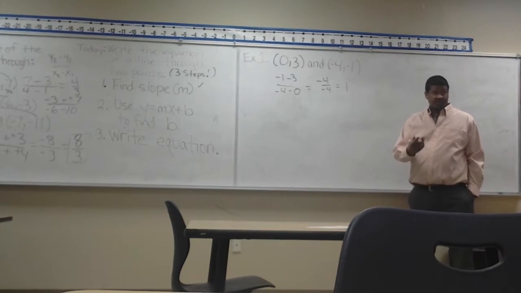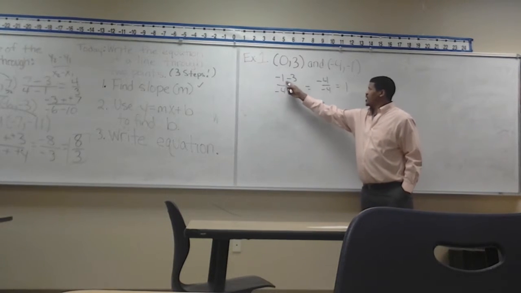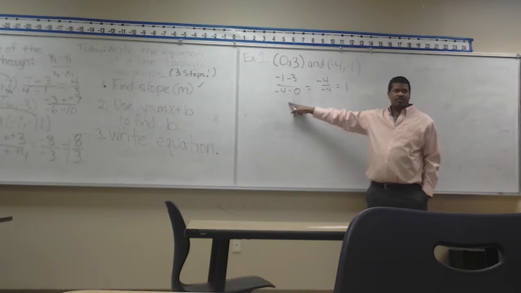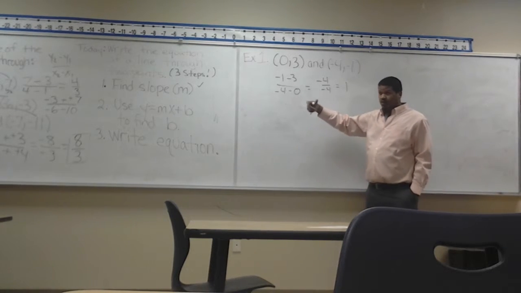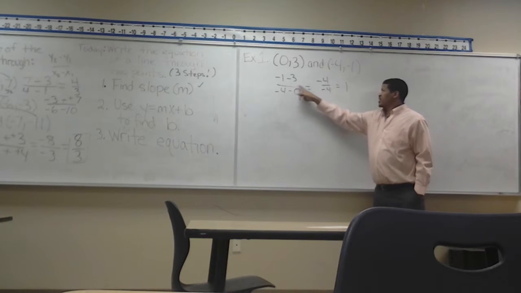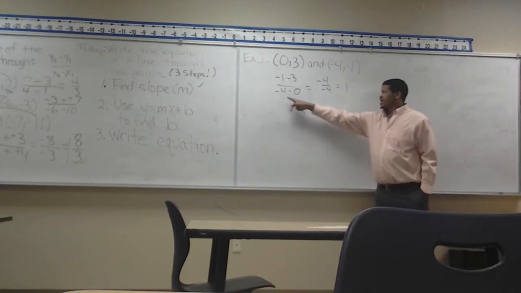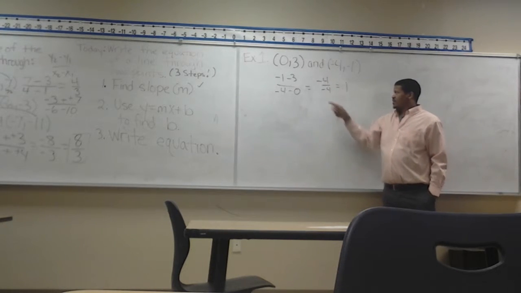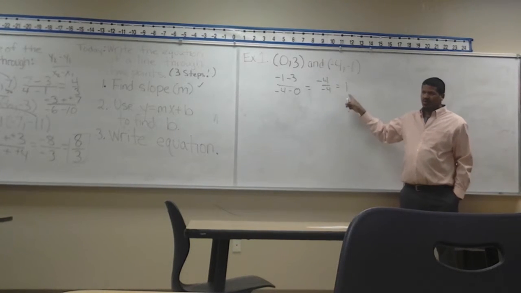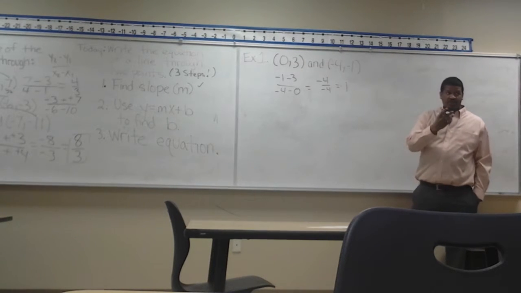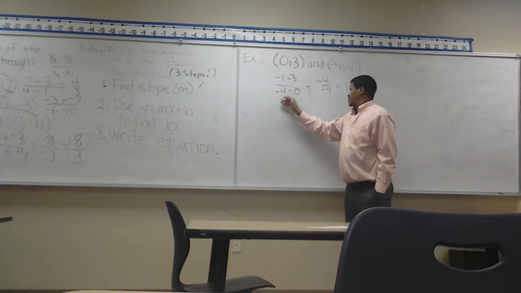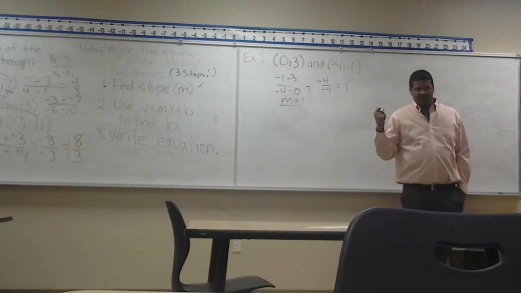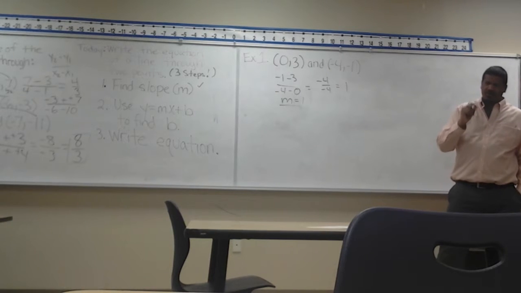So some of you are still finishing up there. Hopefully you did negative 1 minus 3 and negative 4 minus 0. And if you were careful and did it correctly, negative 1 minus 3 is negative 4. Negative 4 minus 0 is negative 4. Any number on top of itself in a fraction is just 1. So our m value here is 1. And that's pretty important. Make a note of that. M is 1. It's really important.